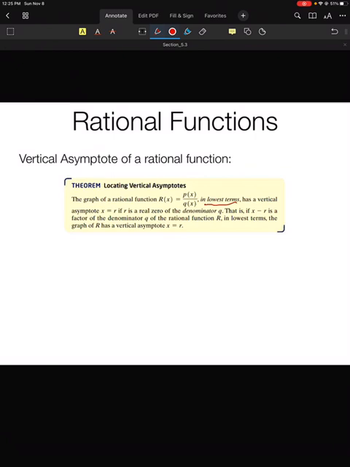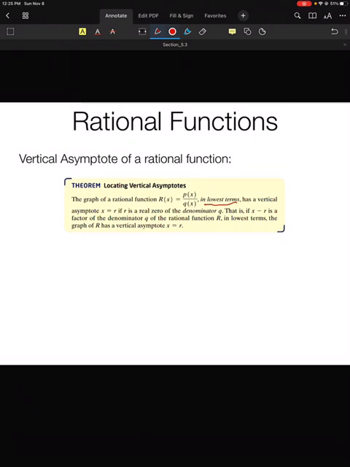So once we get it down into lowest terms, then it has a vertical asymptote, x equals r, if r is a real zero of the denominator q. Basically what that is saying is that once you've factored it, once you've simplified it as much as you can, you find what the zeros are of the denominator, you find the solutions. So you set the denominator equal to 0 and you solve. That's the same thing that we did in the last video when talking about the domain.